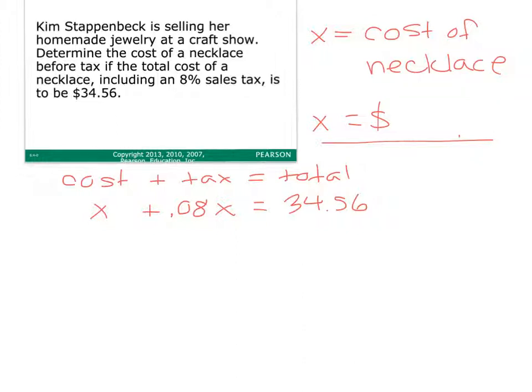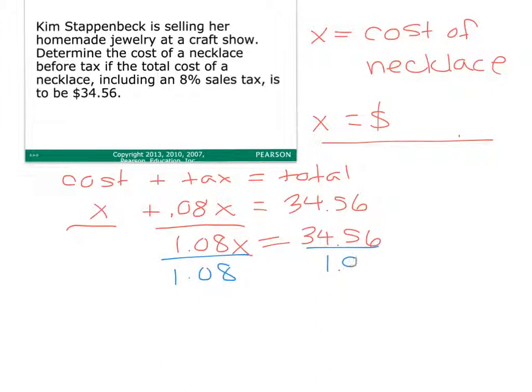Now, you will need to combine like terms. 1x plus 0.08x is 1.08x equals 34.56. Since the 1.08 is multiplying x, we're going to solve this by dividing each side by 1.08. $34.56 divided by 1.08 ends up giving us 32. So the original cost of the necklace was $32.